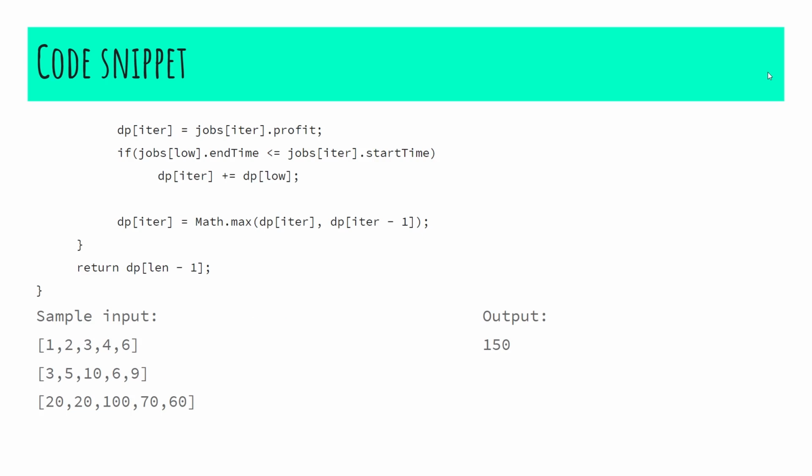Let's assume we are given a sample input of 1, 2, 3, 4 and 6 as the start times, and 3, 5, 10, 6 and 9 as the end times, and 20, 100, 70 and 60 be our profit array. We are supposed to get the output as 150. Now let's check the code flow.